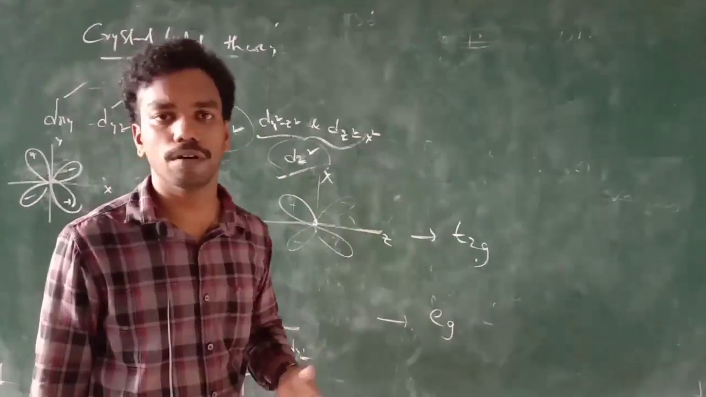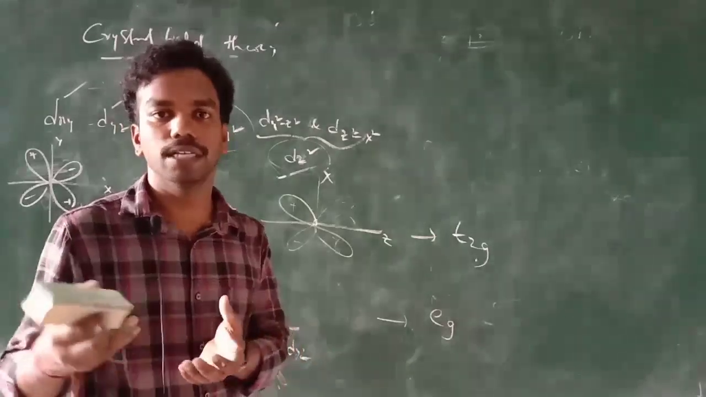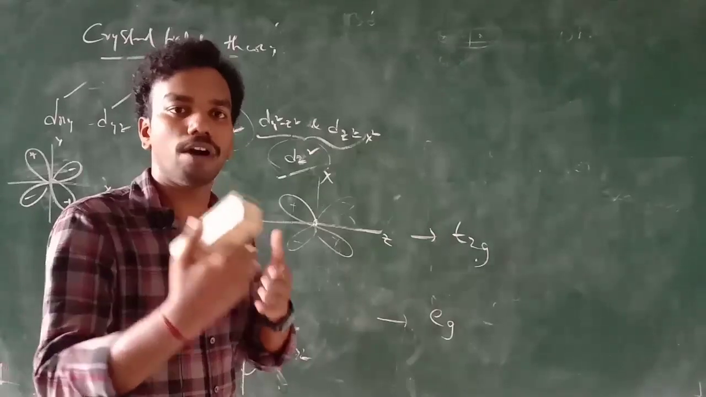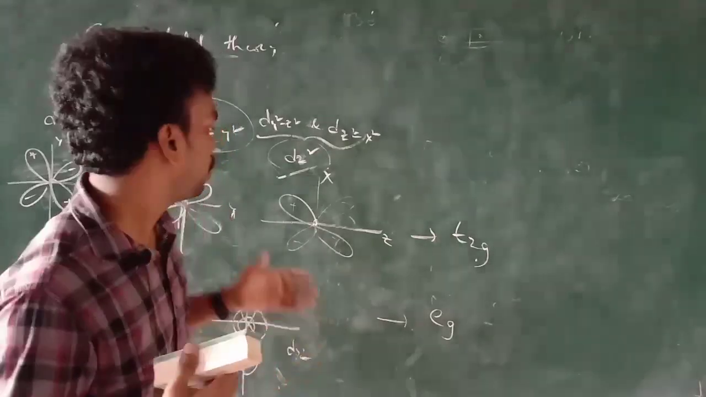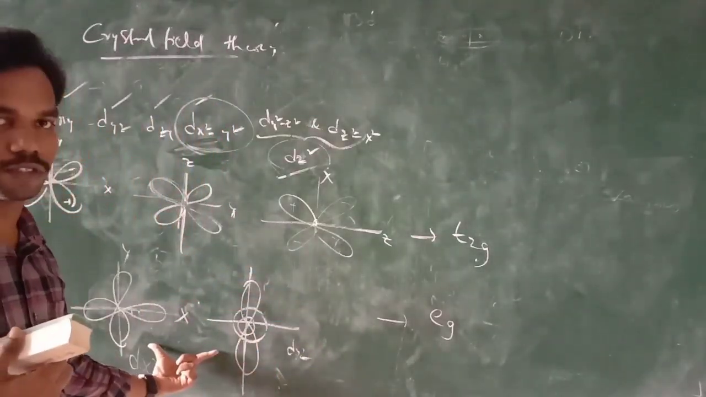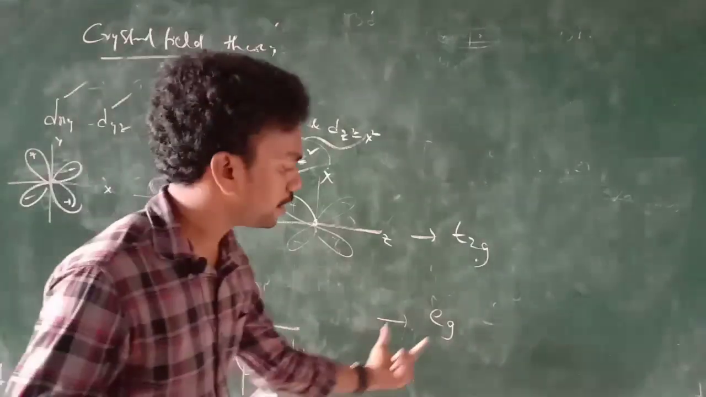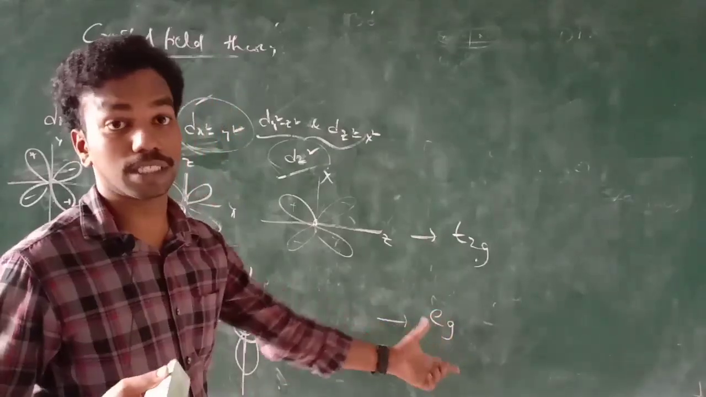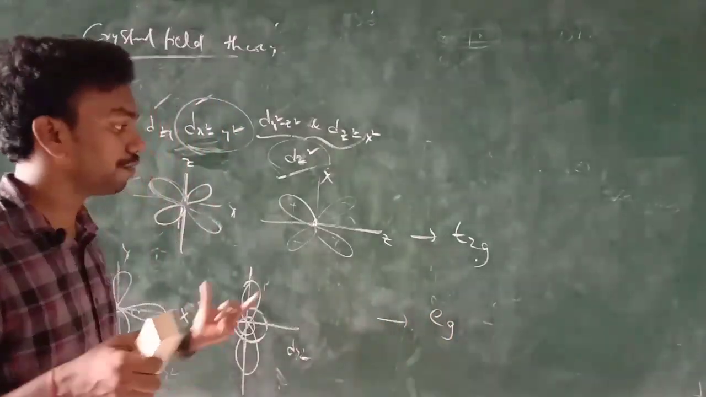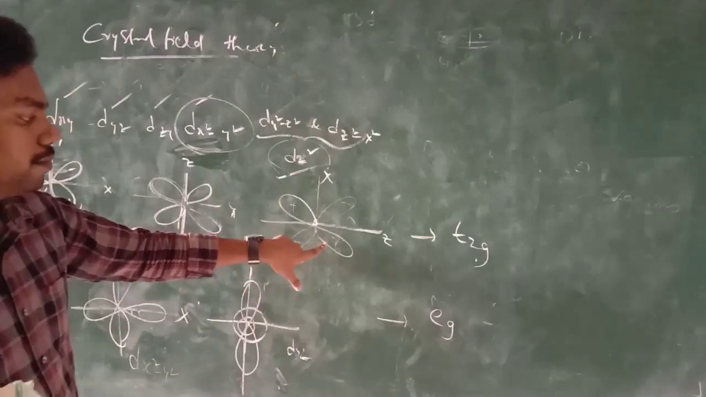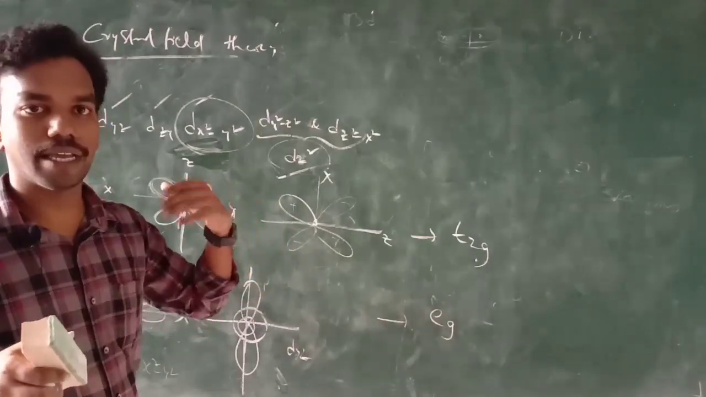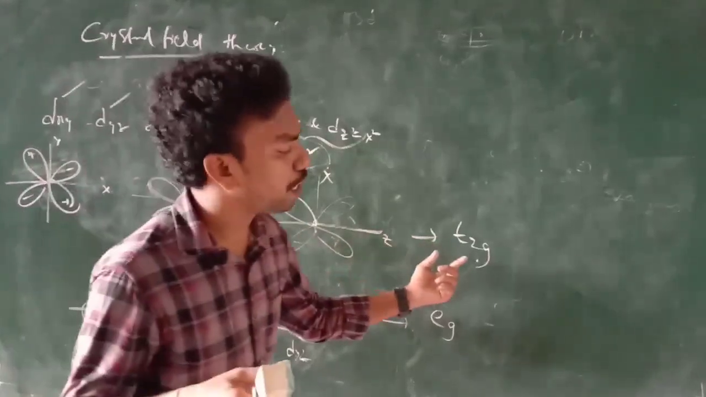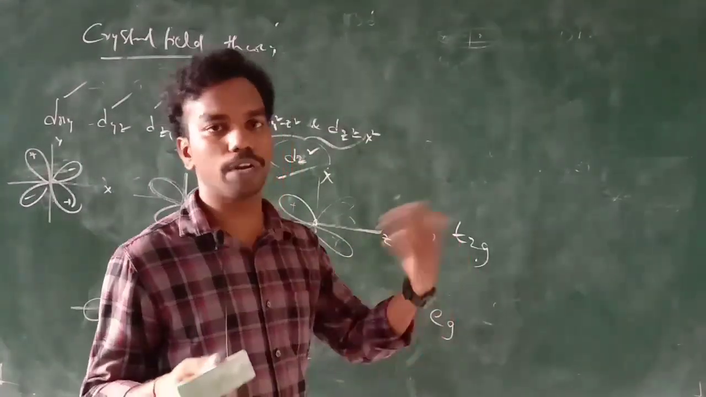Now, what is the fifth postulate? Under the influence of ligands, if the ligands are donating, approaching with their electron density along the axis, that means along these two, there is a repulsion between the Eg orbitals and the ligand orbitals. So there are more repulsions between Eg orbitals and the ligand orbitals. If the ligands are donating electrons in between the axes, in that case the T2g orbitals have more repulsions and more energy.